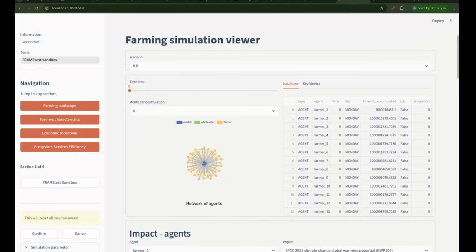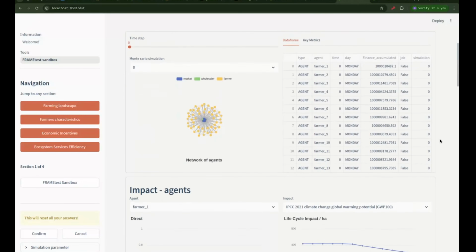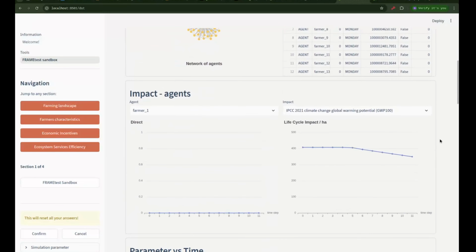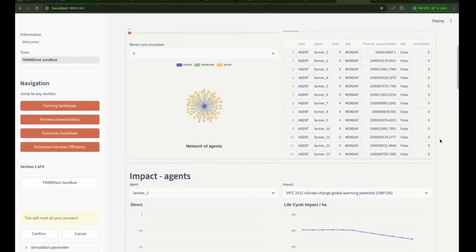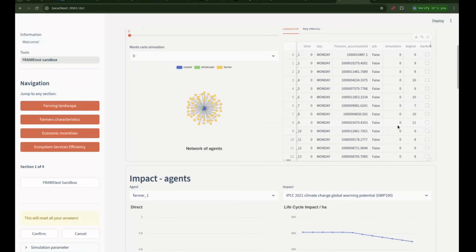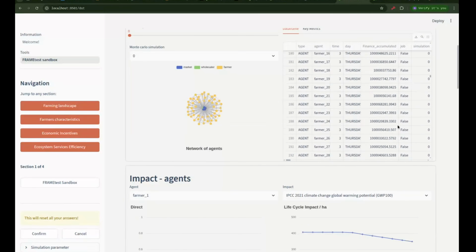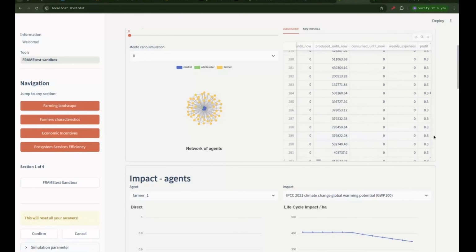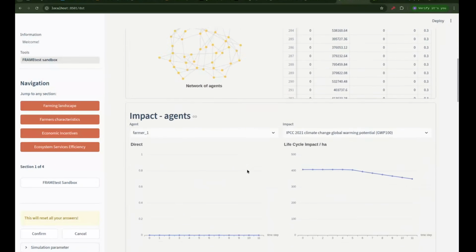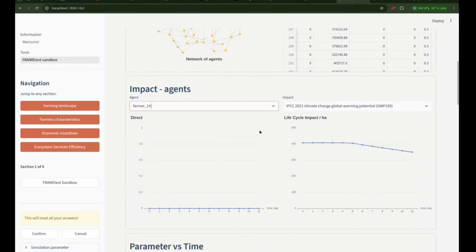So I'm not going to explain FrameABM. FrameABM is an agent-based model. It takes more time to explain. But in this tool, we are allowing users to see the results of a simulation. For instance, these are the results of the simulation. It's a huge table. We see the farmer, the day, and every action that they take, and all the accounted metrics. We can see how the social network looks according to the parameters we initially introduced. We can see how each farmer decreases or increases their impact depending on what we want to study.